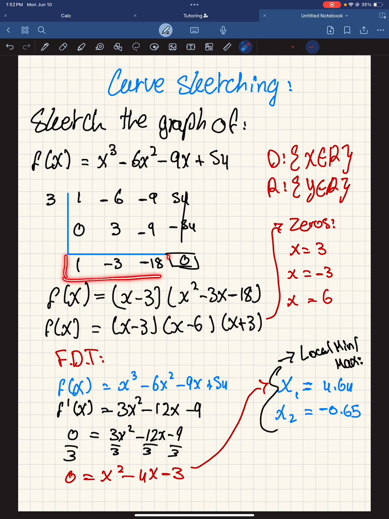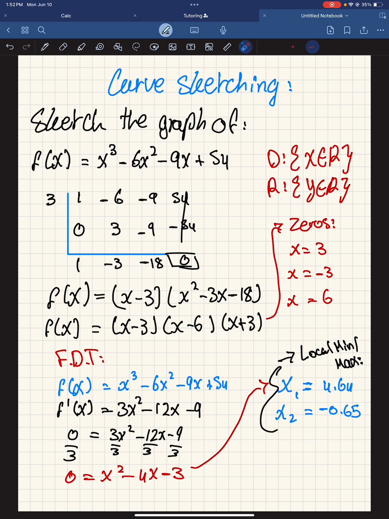And these are going to be the coefficients for your new function, which is going to be 1 degree less. So I simplified this to x minus 3 multiplied by x squared minus 3x minus 18. Then I factored this expression, and I got x minus 6, x plus 3. From this, I was able to get my 3 zeros for this graph, which were x equals 3, x equals negative 3, and x equals 6.